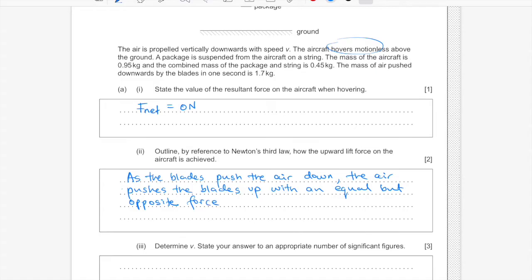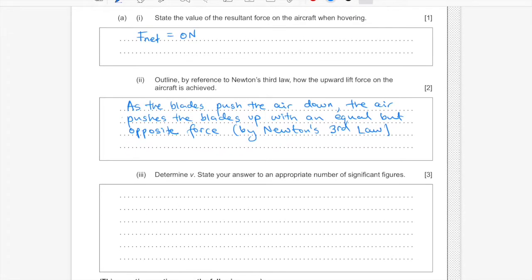Don't just say action equals reaction. Always say something like, when object A exerts a force on object B, then object B exerts an equal but opposite force on object A.